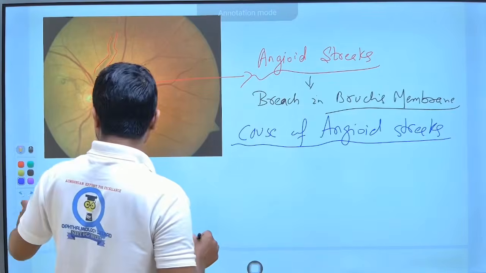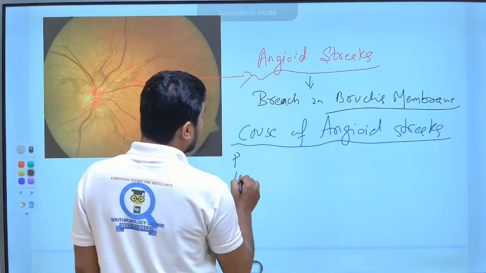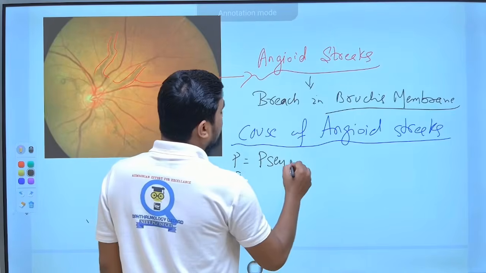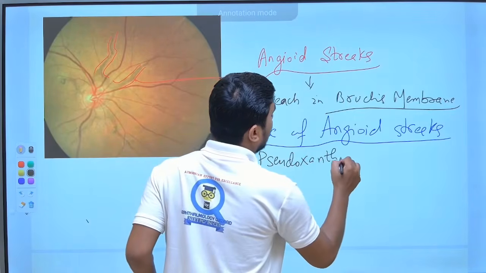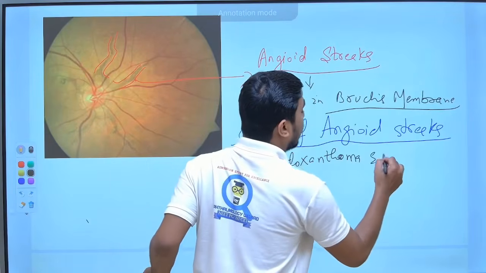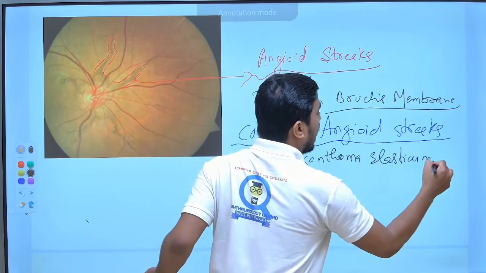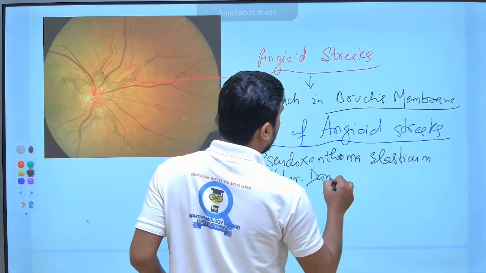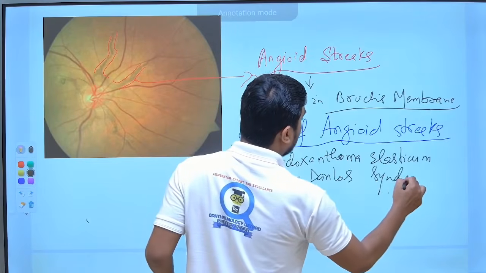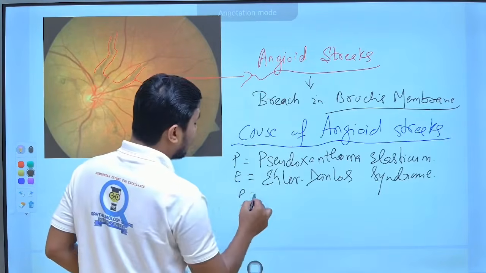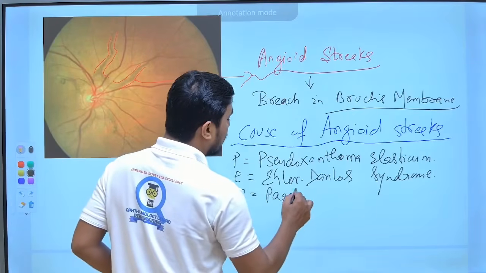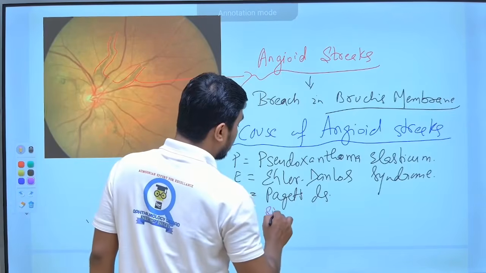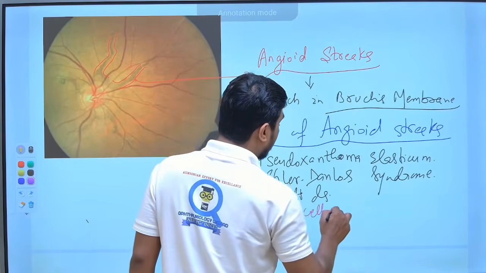The cause of angioid streaks are PEPSI. P for pseudoxanthoma elasticum. E for Ehlers-Danlos syndrome. P for Paget's disease. S for sickle cell anemia.